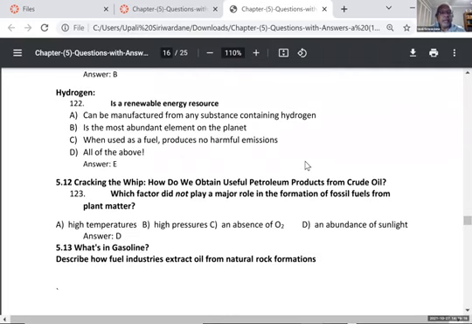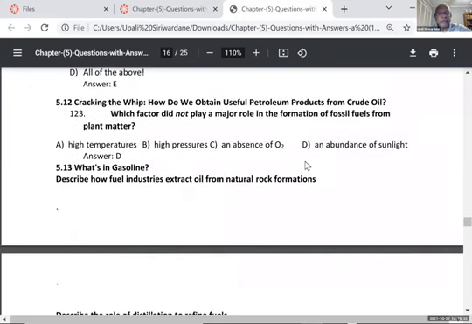It's a renewable energy source. All of the above. It can be manufactured from cells containing hydrogen, the most abundant element on the earth. When used as fuel, it produces no harmful emission. Hydrogen is a good one, but hard to produce.